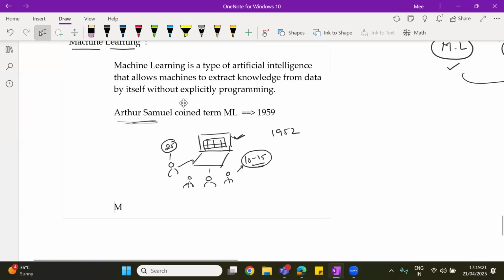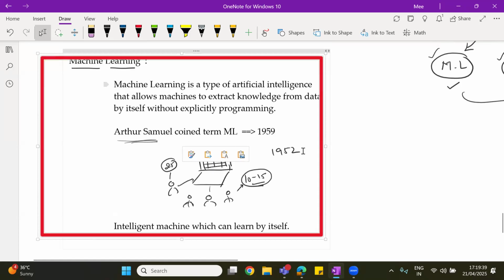Okay. This was done by Arthur Samuel. Now, again, in the conference where he did it, the Dartmouth conference. Okay, there is something called the Dartmouth conference. Again, the same thing.